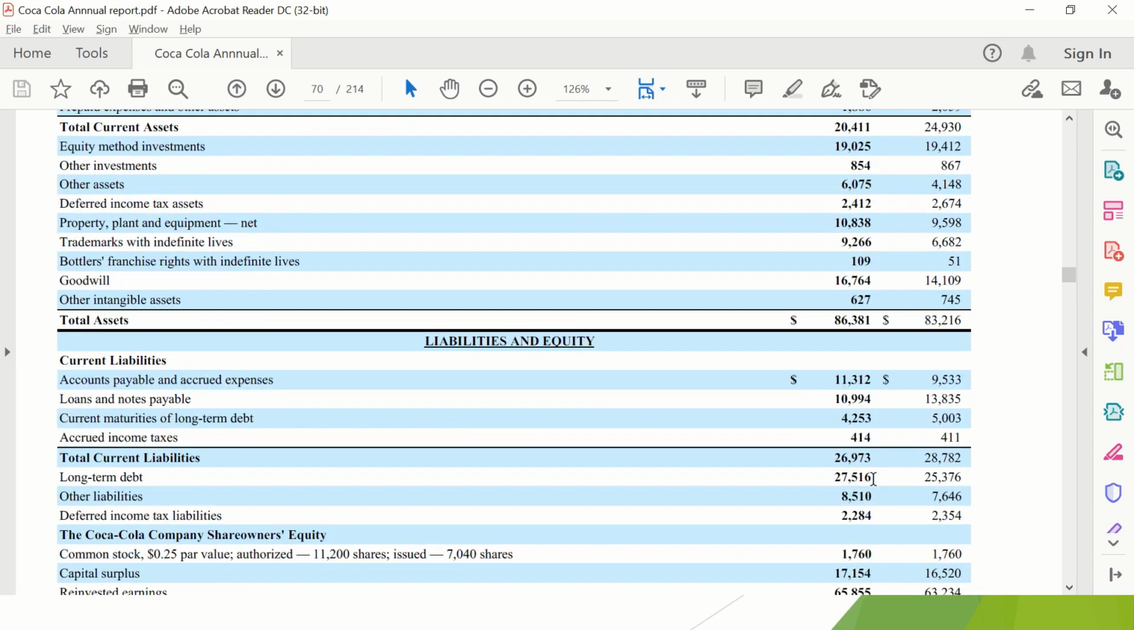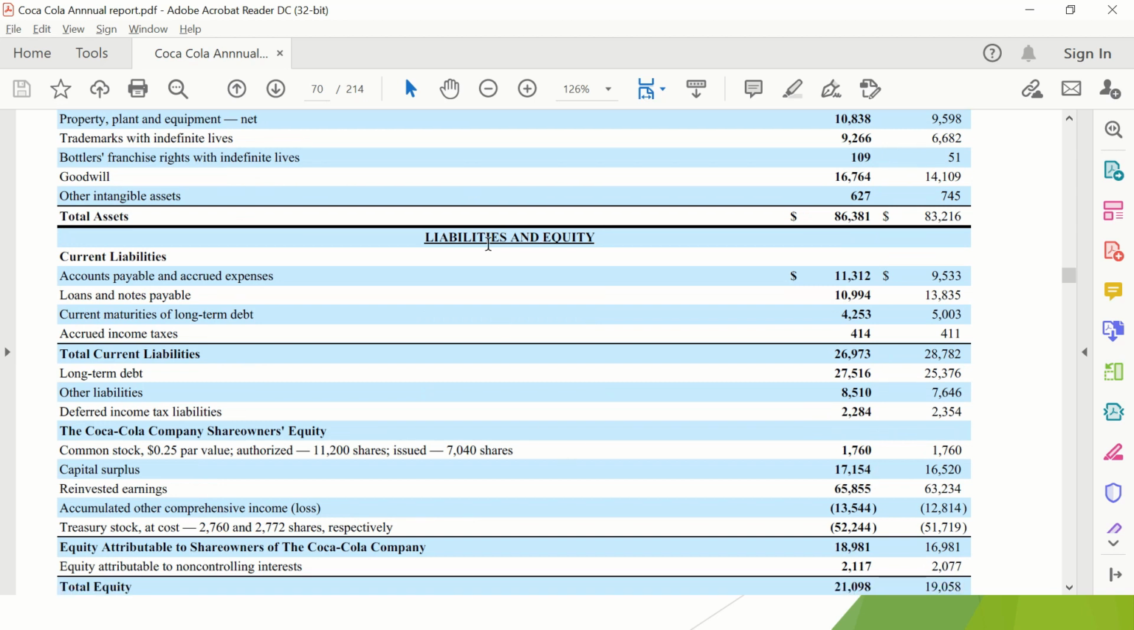million dollars, while he has given in liability and equity below the assets, where current liabilities he has given as various current liabilities like account payable, loans and notes payable, current maturities of long-term debts, accrued income tax. Total current liabilities amount to 26,973. Then he has given non-current liabilities with respect to long-term debt, other liability, deferred income tax liabilities. Then he has given the equity plus profit he has accumulated during the year and reinvested earnings. So total he is getting 18,981 as equity attributable to shareholders.